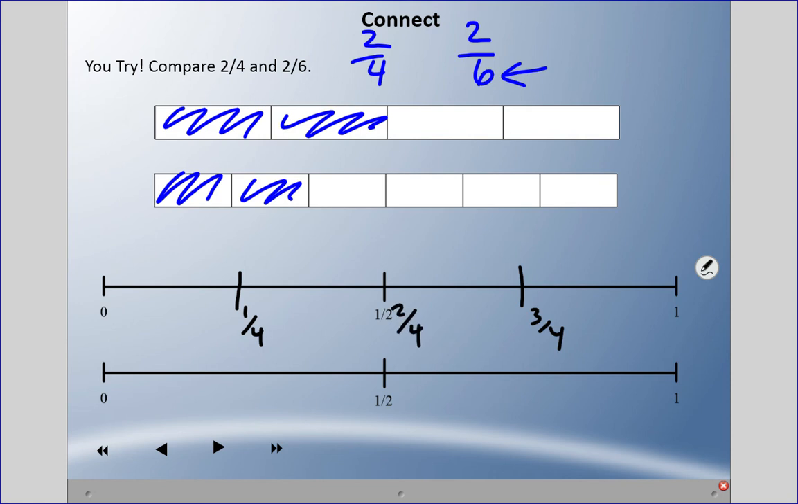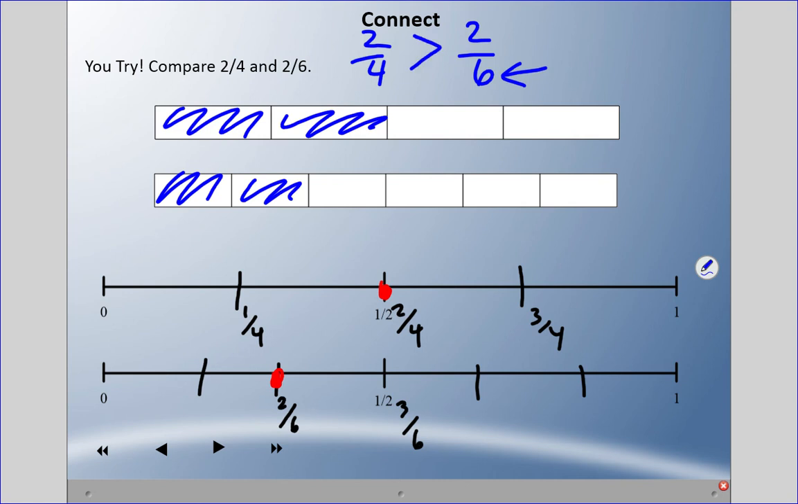In other words, this is 2/4, and I can see that this would go here. But the other one I have to divide into 6, and so half of 6 is 3, so this has to be 3/6. So I have to divide this like so, and I'm doing 2/6, so that would be right here, and I can see that 2/6 is indeed smaller. So 2/4 is greater than 2/6.